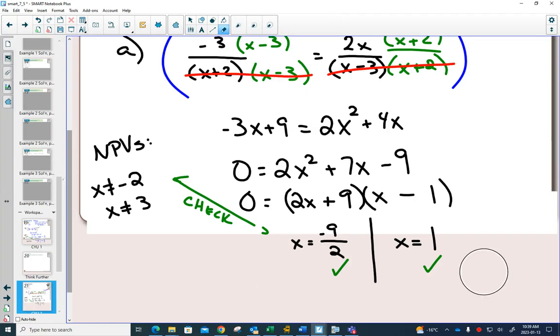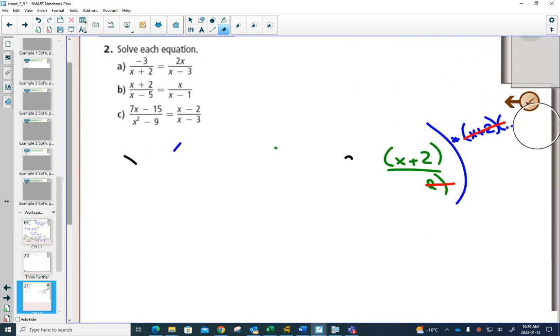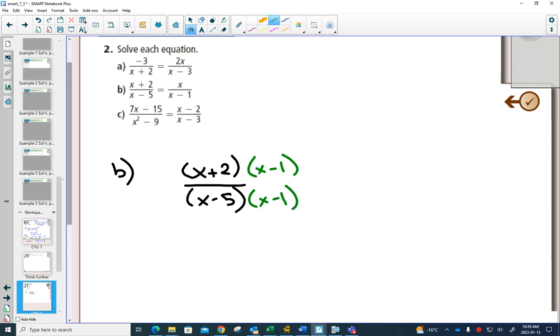All right, part B. Notice that this one is missing an x minus 1. And then the second fraction is missing an x minus 5.